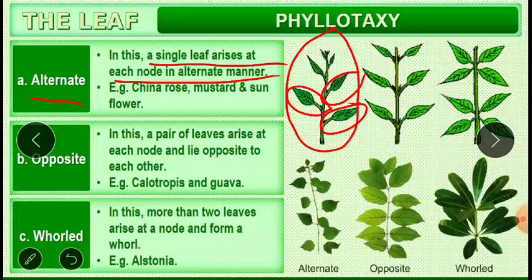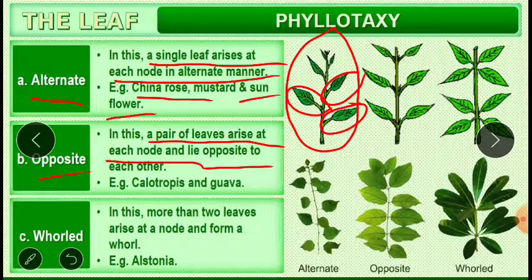You can see this in plants like the China rose, mustard, that is mohri or sasvi as we call it, and also in plants like sunflower. Then the opposite phyllotaxy. In this, a pair of leaves arise at each node and lie opposite to each other.